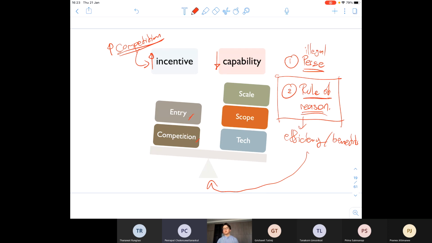So this is natural. By pushing too much competition, it is possible that you are pushing down the level of capability of the firms inside the market. So that is the price that you have to pay. And the implementation of competition law is essentially the balance between these two forces. Right? Okay. Any questions so far?